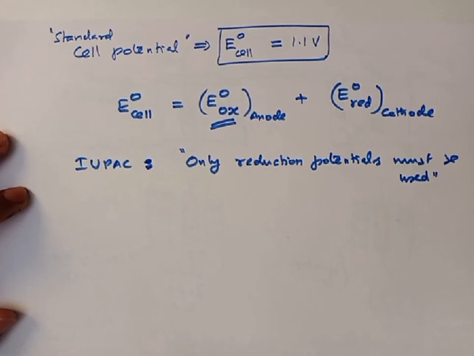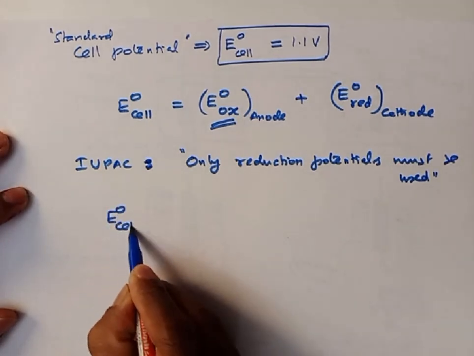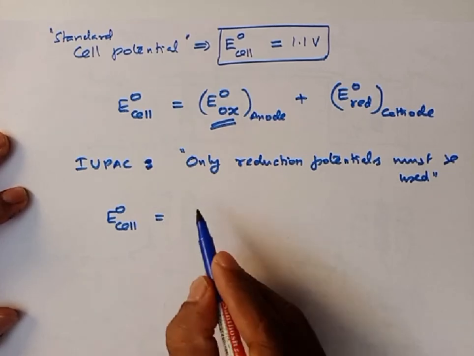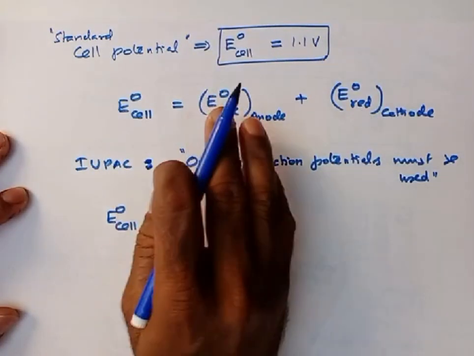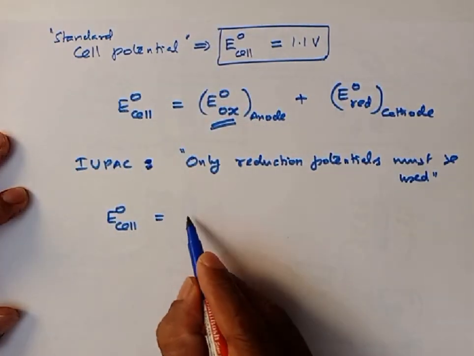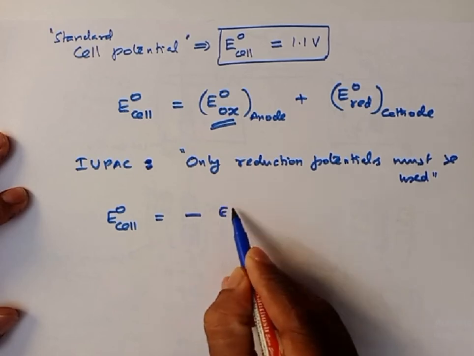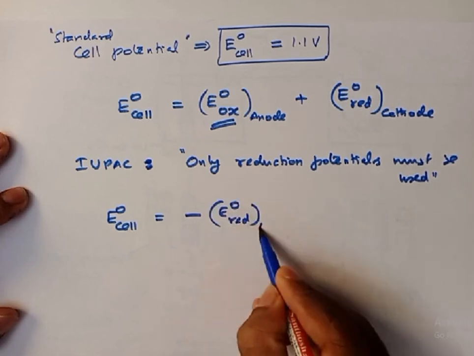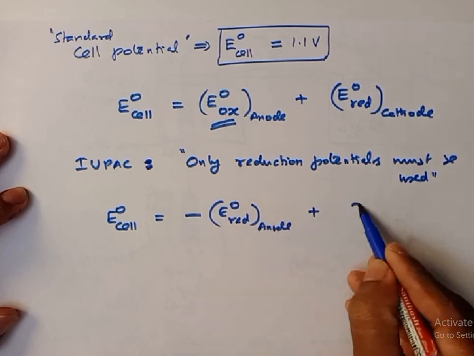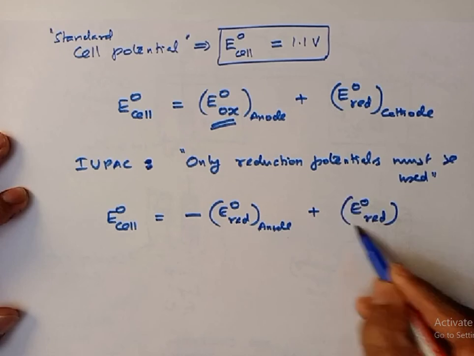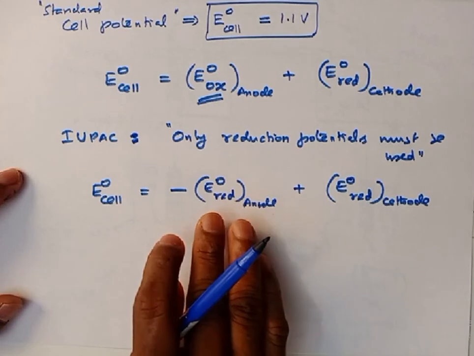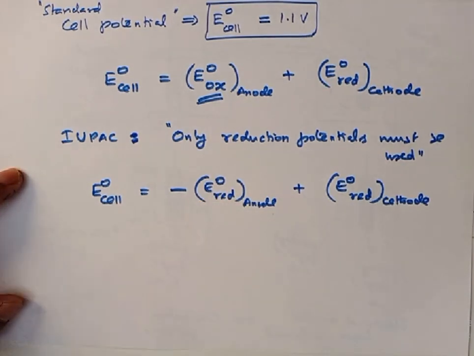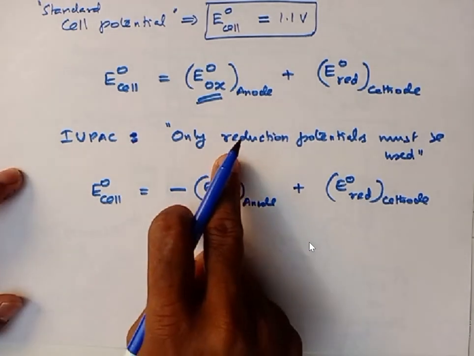So, what I am going to do, E naught cell equal to, when you convert oxidation potential to reduction potential, what you have to do, you just change the sign, that's all. So, negative sign I'll put, and E naught reduction potential of the anode plus E naught reduction potential of the cathode. Actually, at one electrode oxidation potential is developed, but why we put reduction potential? The reason is due to the IUPAC recommendation.